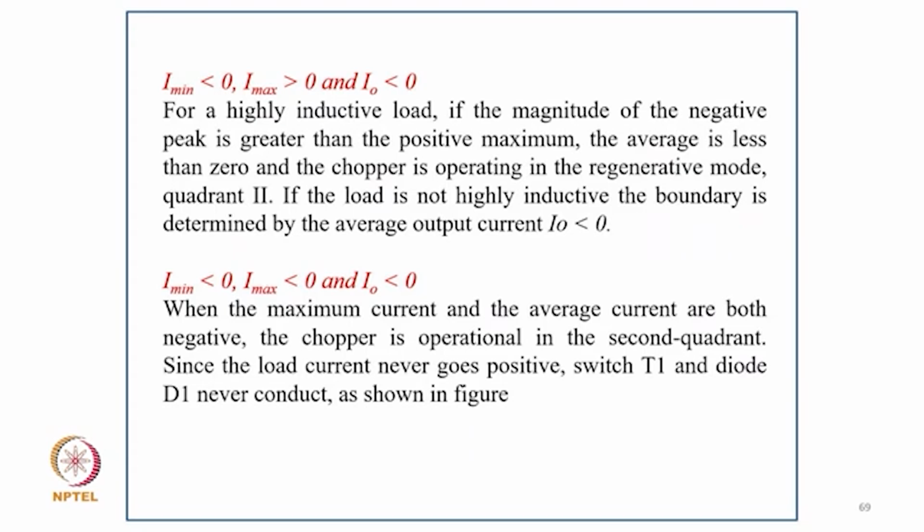The third condition is I minimum less than 0, I max greater than 0, and I0 less than 0. For a highly inductive load, the magnitude of the negative peak is greater than the positive maximum, the average is less than 0, and the chopper is operating in the regenerative mode, in quadrant 2. If the load is not highly inductive, the boundary is determined by the average output current being less than 0. For the fourth condition, I minimum less than 0, I max less than 0, and I0 less than 0, so all are negative. When the maximum current and the average current are both negative, the chopper operates in the second quadrant. Since the load current never goes positive, switch T1 and diode D1 never conduct, as shown in the figure.